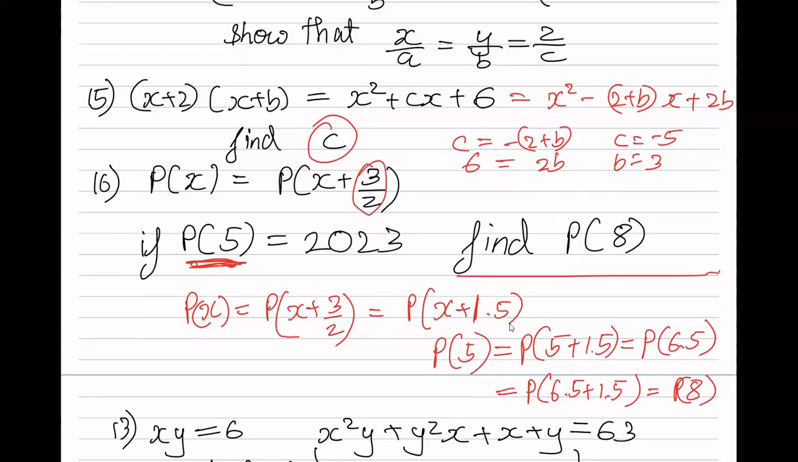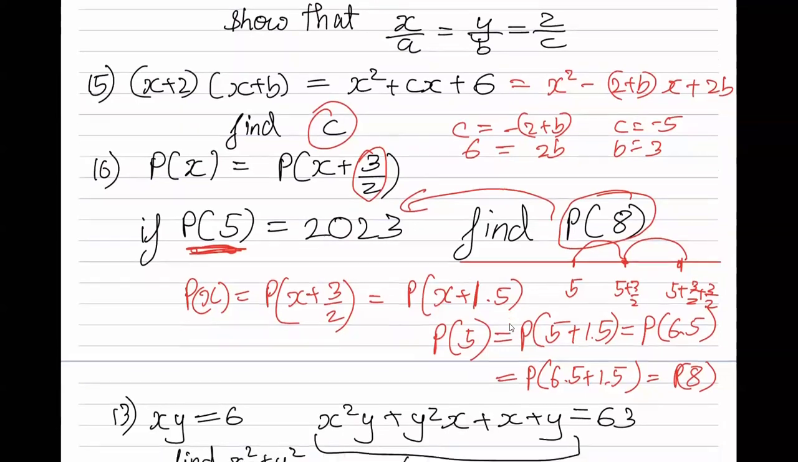So after 3 also it will give the same value. It's like we are on this number line. 5 will give the same value. 5 plus 3 by 2 will give the same value. 5 plus 3 by 2 plus 3 by 2 will also give the same value. So it's like we're jumping from one equal value to the other equal value. So P of 8 will be equal to 2013. These were last class's questions that I have.